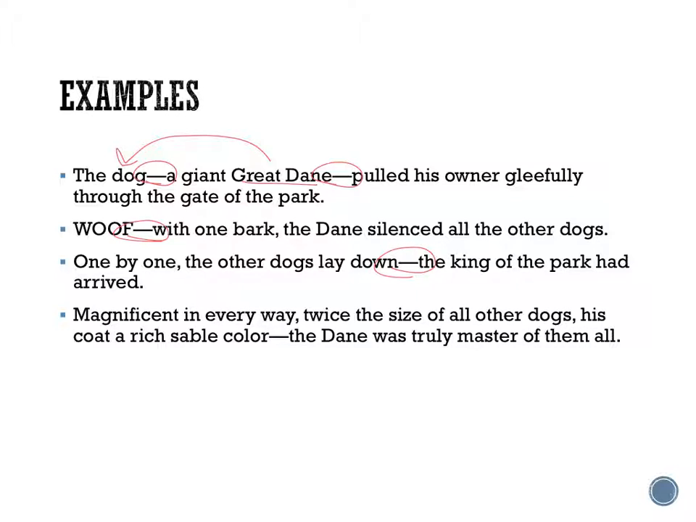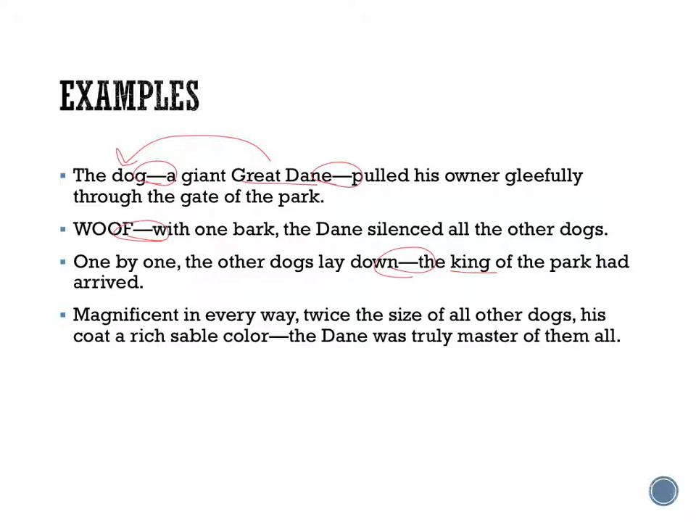And we're actually using the dash here in a slightly non-traditional way. We're using it to glue together 2 complete sentences, but again, to draw attention. The king of the park had arrived. We're really making this dog sound like he's a pretty big deal by calling him king, and we use dash to help illustrate that even more.